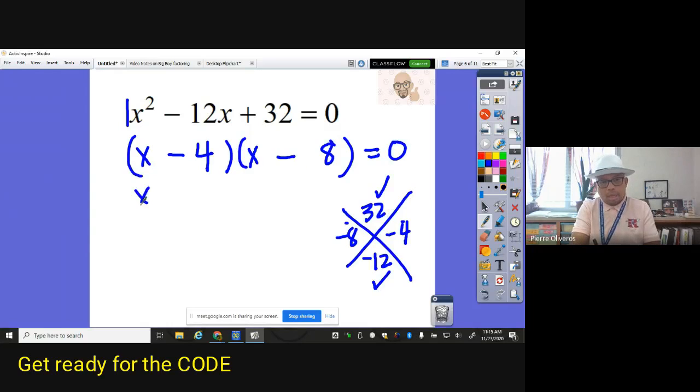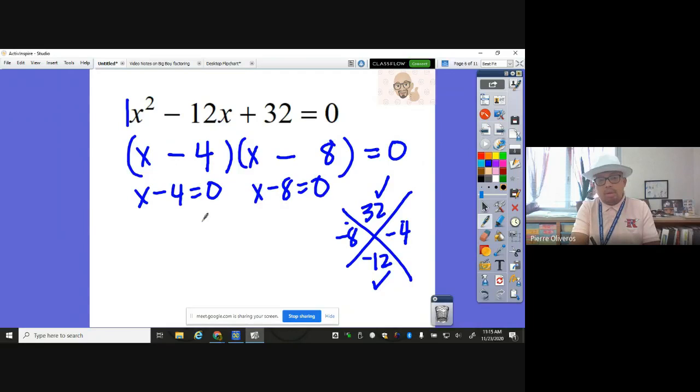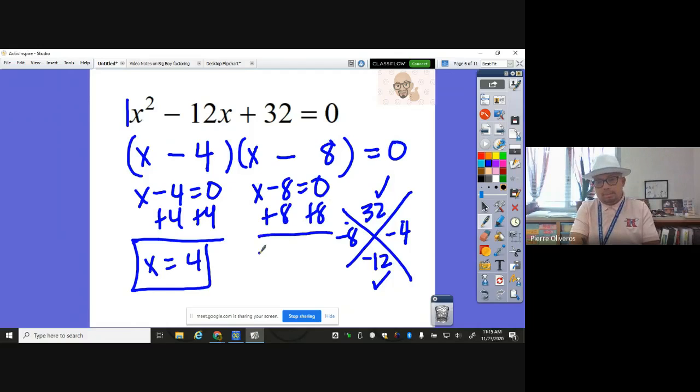Split them into 2. x minus 4 is equal to 0. x minus 8 is equal to 0. Plus 4 here, plus 4 there. x equals 4. That's one of your solutions. Plus 8, plus 8. x equals, cross it out, 8. So your solutions are 4 and 8. Very easy, right?